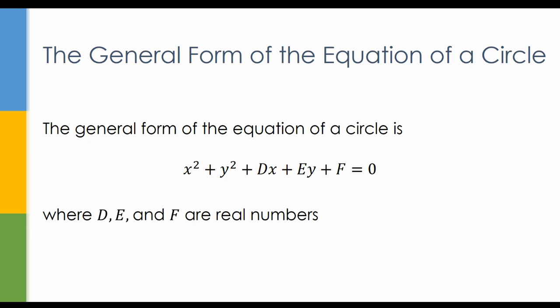All right, so we've talked about general form. So the general form of the equation of a circle is x squared plus y squared plus dx plus ey plus f equals 0. Because remember, general form, everything's to one side, it equals 0. In this case, D, E, and F are real numbers.